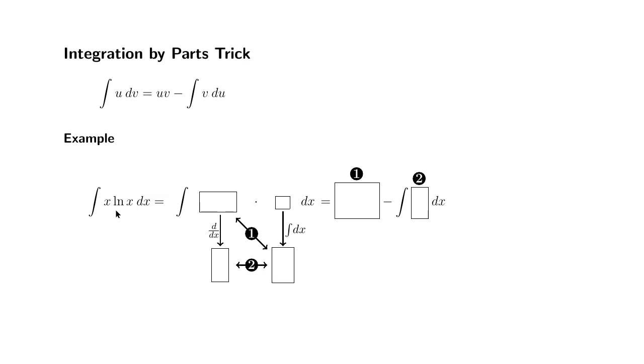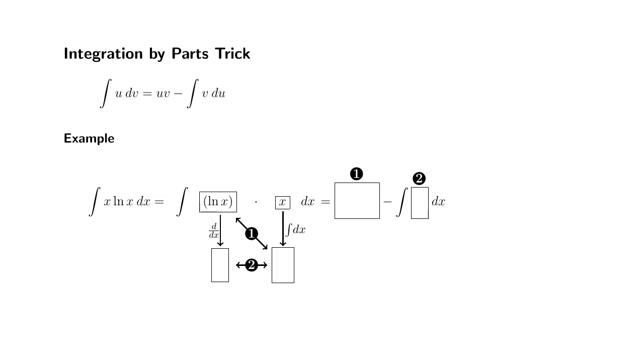So I'm going to have to choose natural log of x to be the first guy and x to be the second guy. So in the first box, we're going to put the natural log of x. And for the second box, we're going to put the x. As I said, for the first one, we're going to take the derivative.